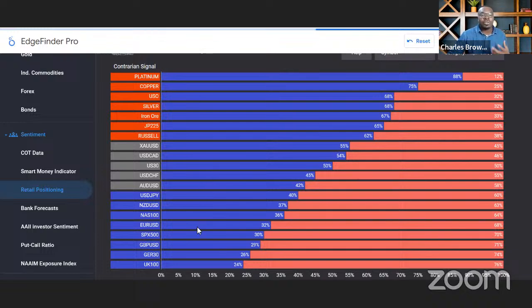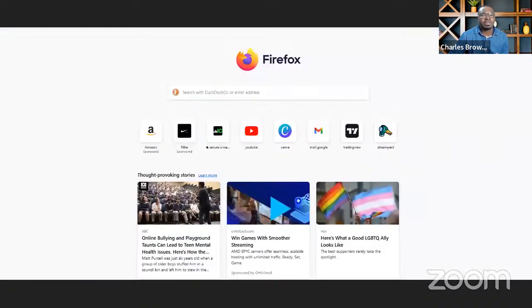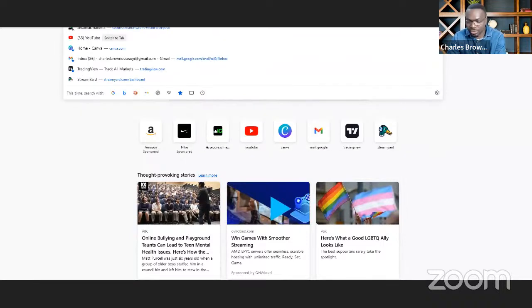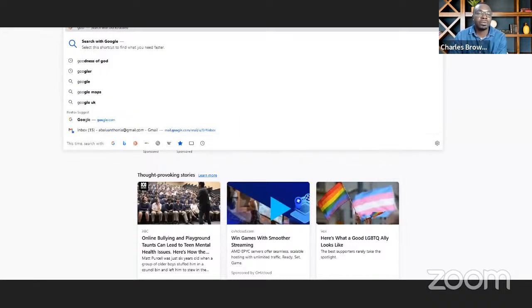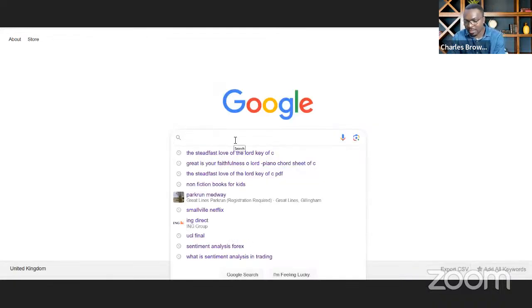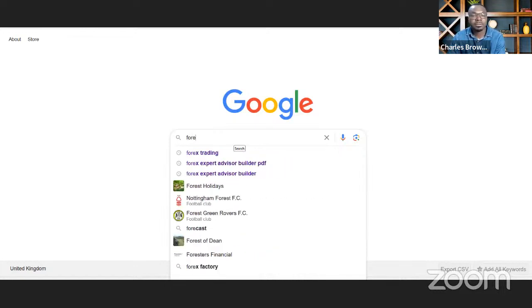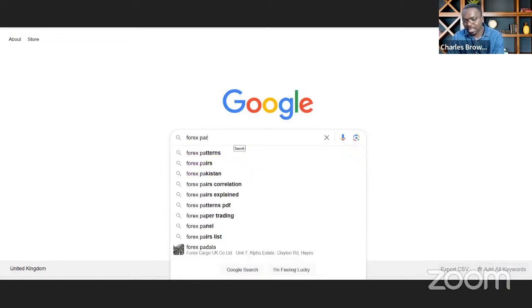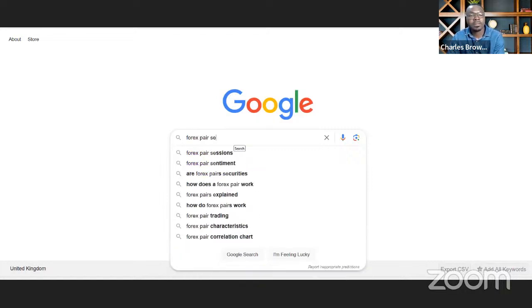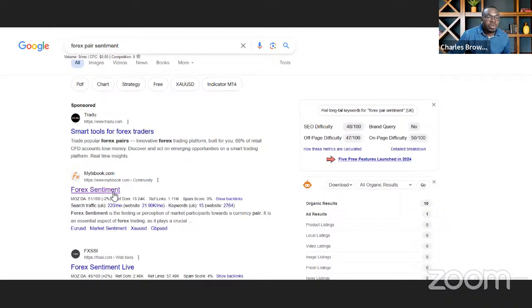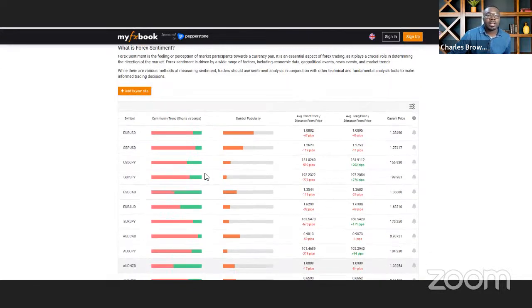Now, another tool I will use to confirm this is called, what do you call it, Forex. Or you just Google, very simple. I want to show you another simple way of doing it. Go to Google and say retail sentiment, or you can say Forex pair sentiment. You just type it like that. You want to see what the sentiments are, and you can use this one, MyFxBook, first. Let's see if that one has something that we're looking for.